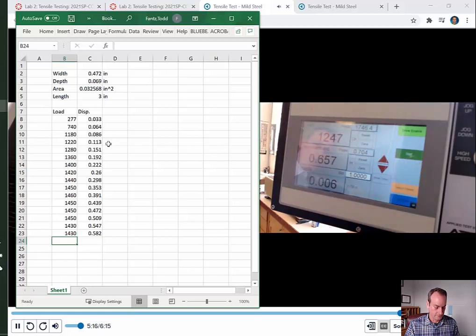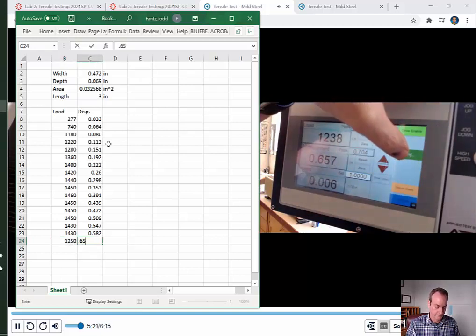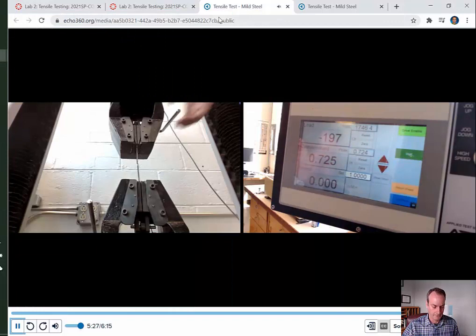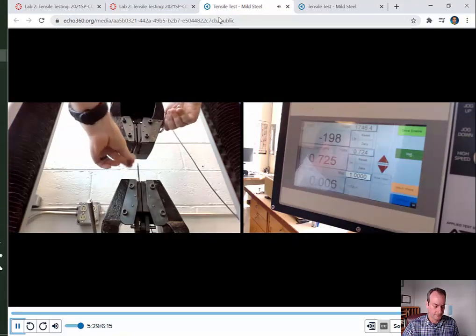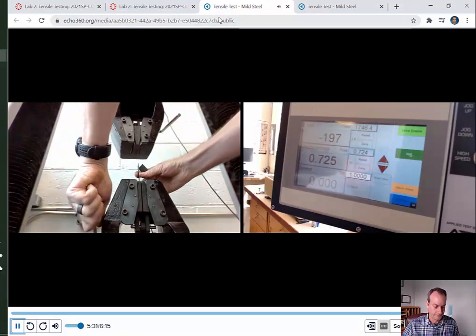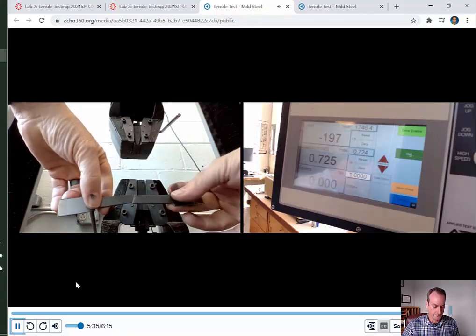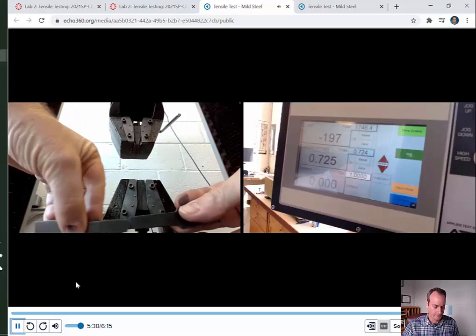Load of like 1250, displacement 0.657. Getting close to failure, I think. It looks like it's, oh, there it goes. So let me stop the test. And what we see is it broke where we'd expect it to, in that thinner section. I can see that's my final shape.